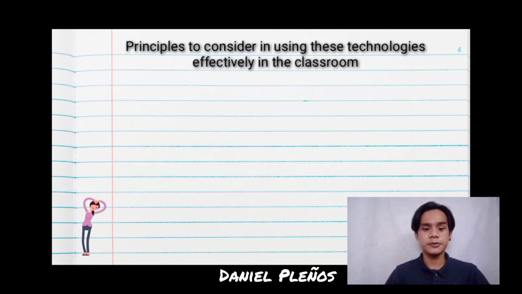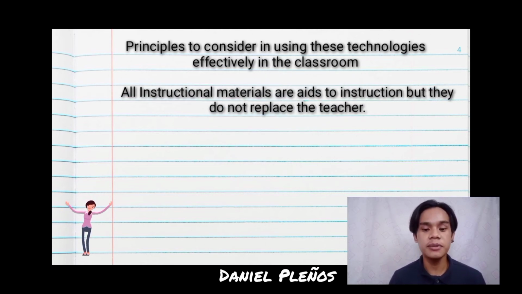So here are the principles to consider in using these technologies effectively in the classroom. So first, all instructional materials are aids to instruct, but they do not replace the teacher. So we all know for a fact that instructional materials are only used to assist the teacher, not to replace a teacher. So no matter how good instructional materials are, they cannot replace the teacher.